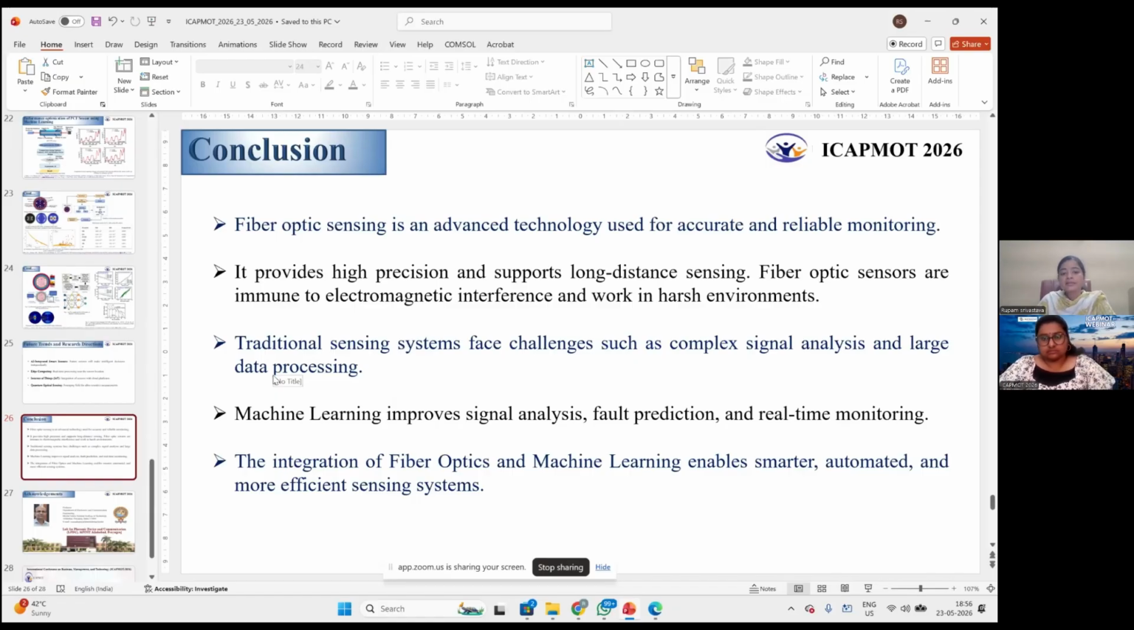But these sensors face some challenges, like the optimization of the structure, complex signal analysis, or data processing. So as a solution, machine learning can improve signal analysis, fault detection, and real-time monitoring. The integration of fiber optics and machine learning enables smarter, automated, and more efficient sensing systems.